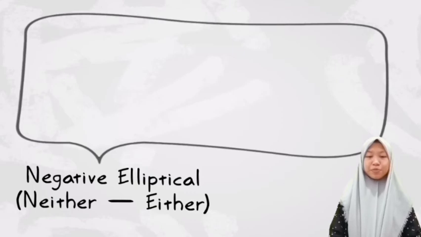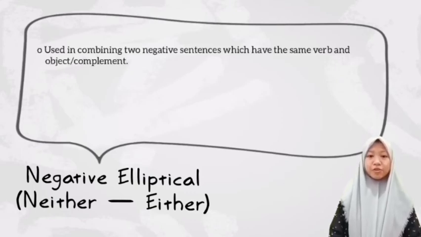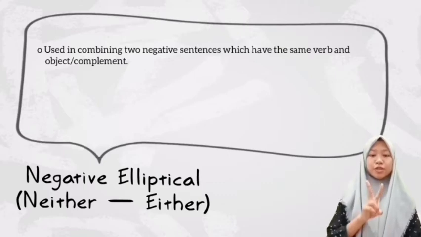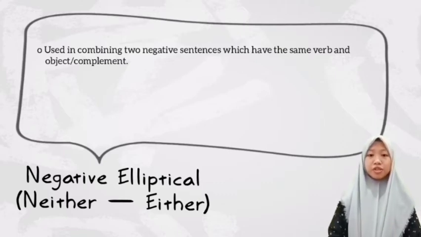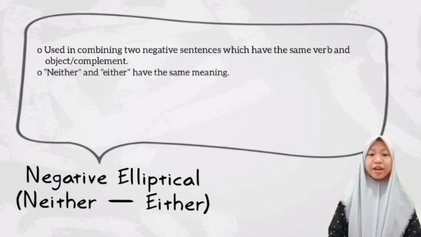Negative elliptical. Neither and either are used in combining two negative sentences which have the same verb and object complement. Neither and either have the same meaning, but in their placement they are different.